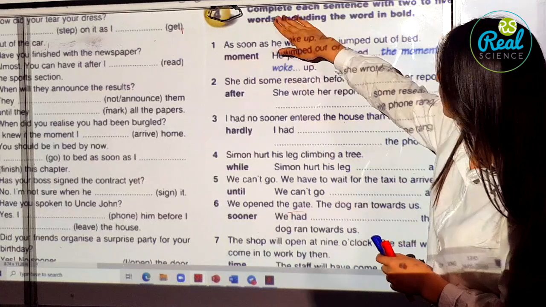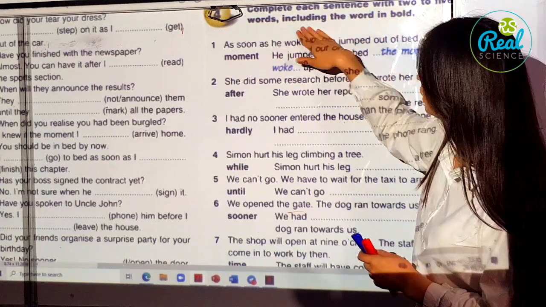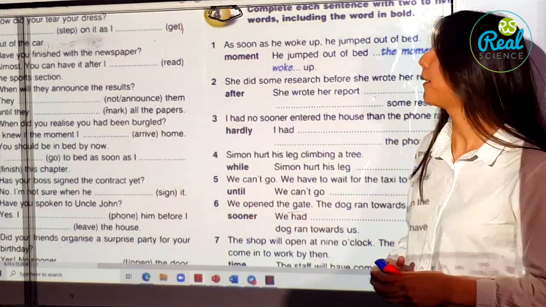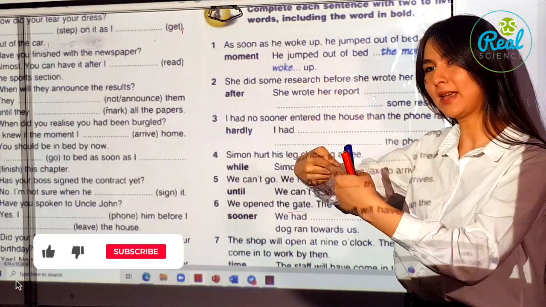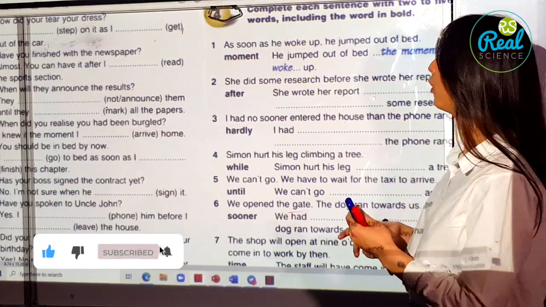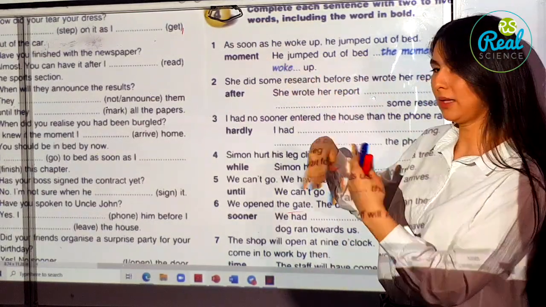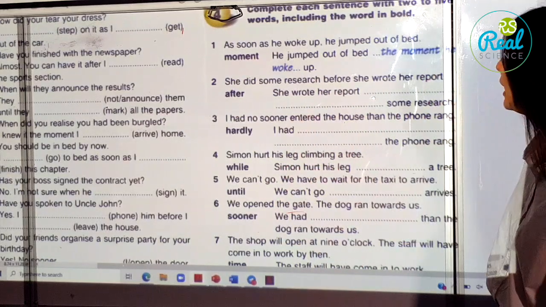So here, guys, you have to complete each sentence with 2 to 5 words, including the word in bold. Can you see the words in bold? We have to remake the sentences by using these words in bold. Let's first start from the example. We will read it and understand deeply. Then we will move to the next parts.